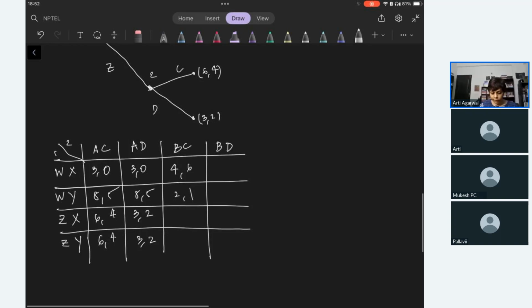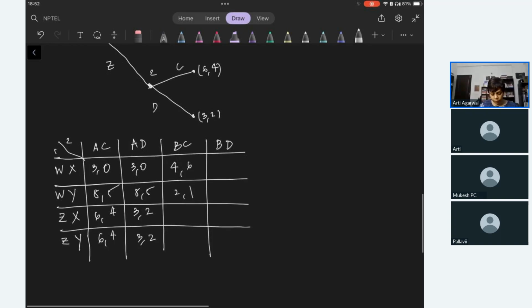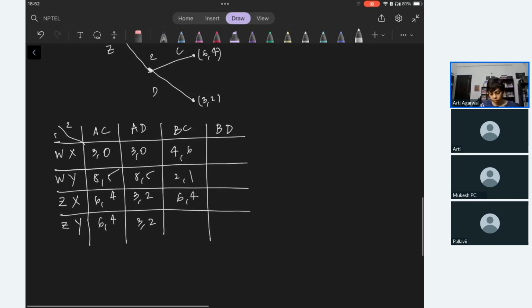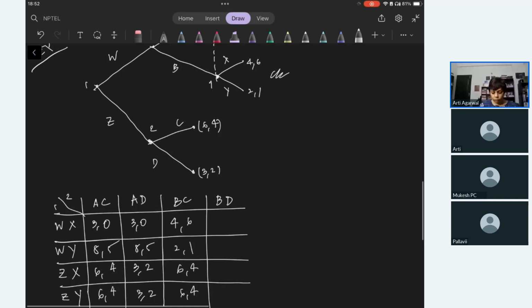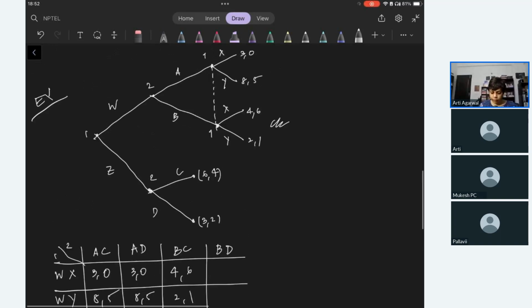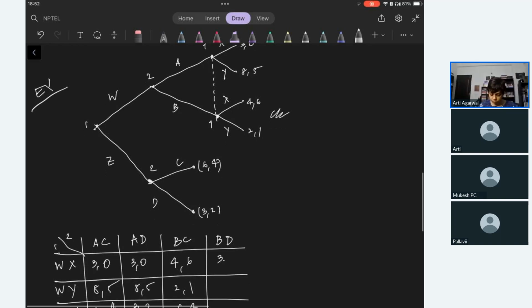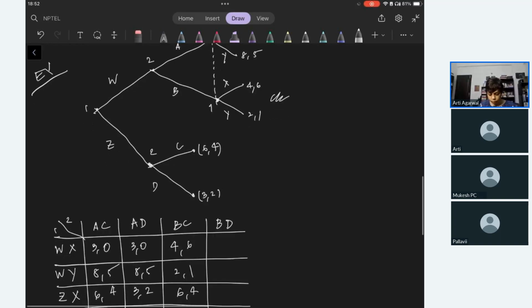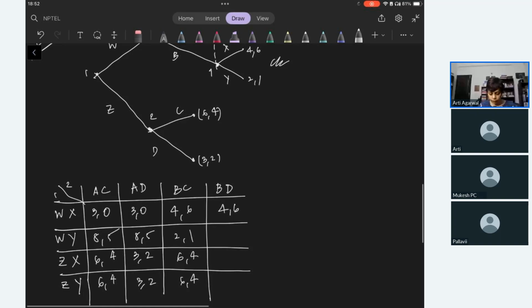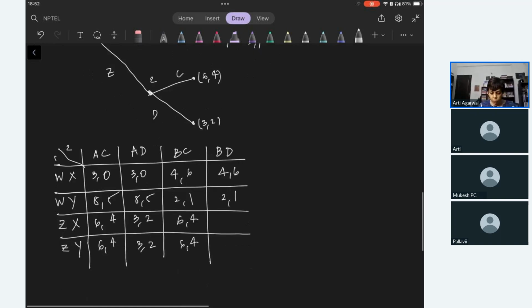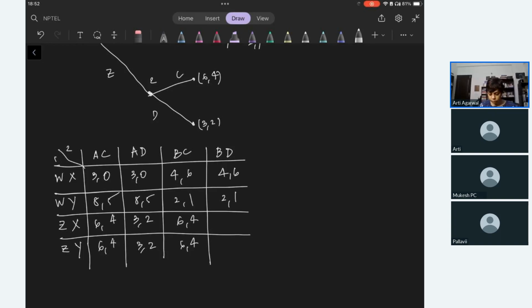Z, X, B, C. So here, Z, Y, B, C is still 6, 4. Okay, W, X, B, D, right? So 4, 6. W, Y, 2, 1. Z, X, and B, D. So this is 3, 2. Z, Y, and B, D, 2.